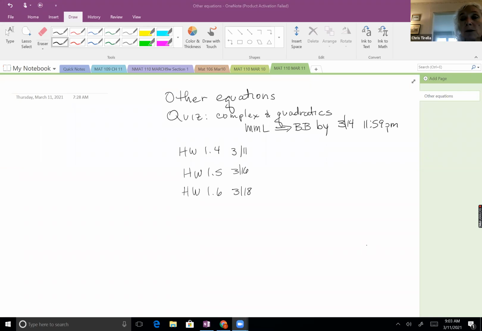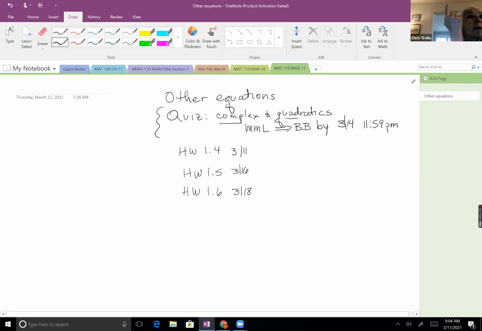And sharing my screen. First of all, last class, we went through all sorts of things with quadratic equations. Homework 1.4 that's due today is on the complex numbers, and homework 1.5 on the quadratics is due on Monday. But over the weekend, there's going to be a quiz on complex numbers and quadratics. There'll be 4 quadratic equations.